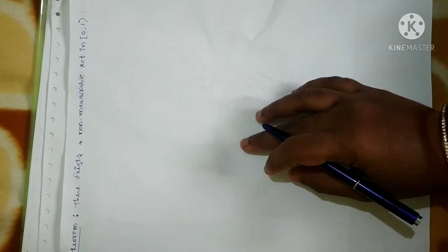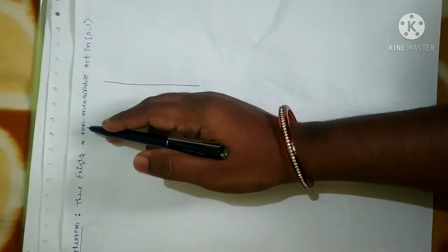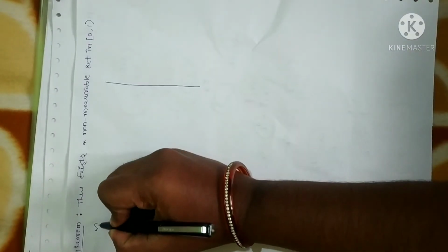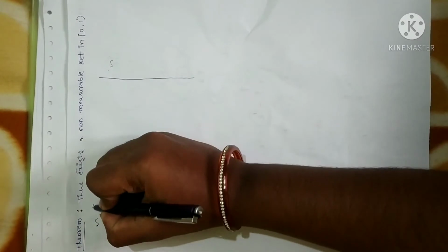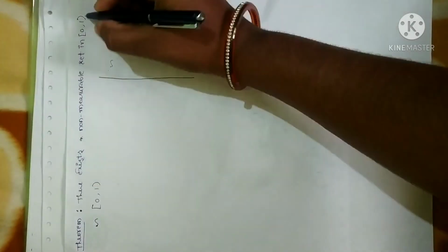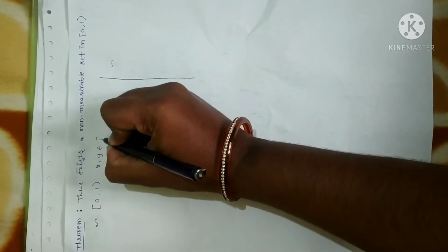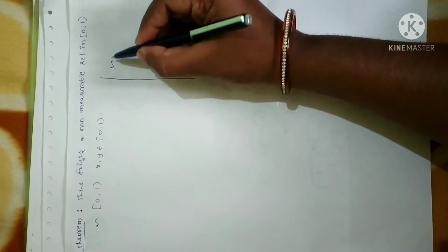Before going to the proof, let me revise the concept of what we call an equivalence relation. We can prove this statement by defining an equivalence relation. This is the symbol for representing an equivalence relation. Hope you remember this. So we have to define an equivalence relation in this particular interval [0, 1) by taking any two elements in the given interval. So when do we say a relation is an equivalence relation?